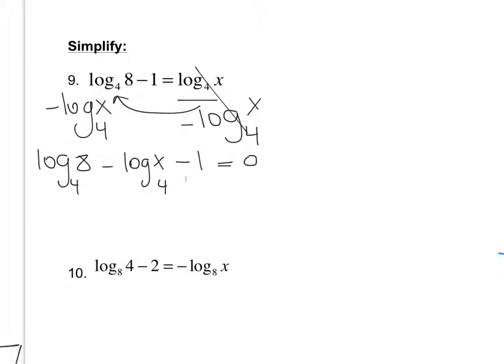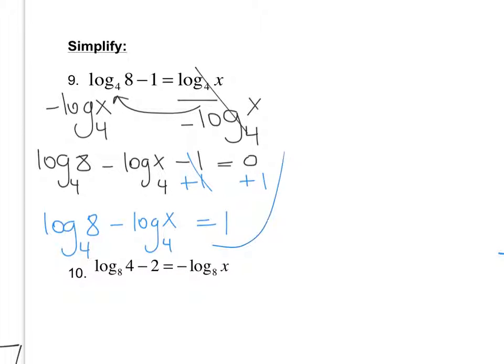Now what you need to do next is move the negative 1 to the other side. So now you have log base 4 of 8 minus log base 4 of x equals 1. So what I did is I moved this log next to the other log and I moved the negative 1 to the other side. So I have a log equal to a number. Now can I condense these two? Absolutely, using the quotient property. If you have a subtraction, it means you have to divide 8 by x.